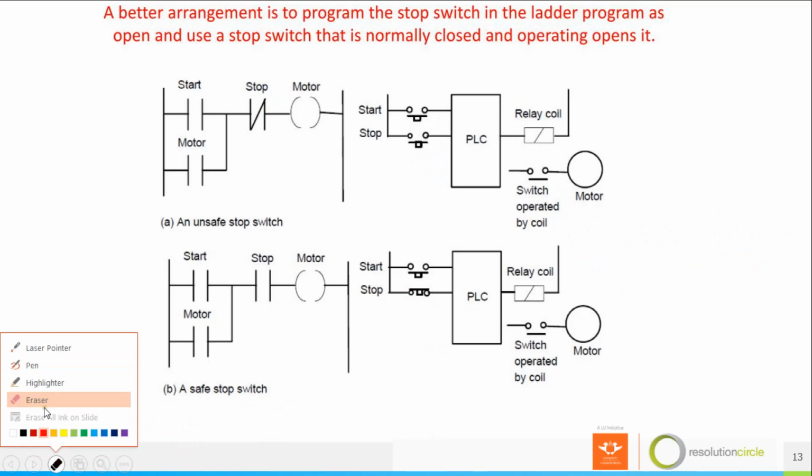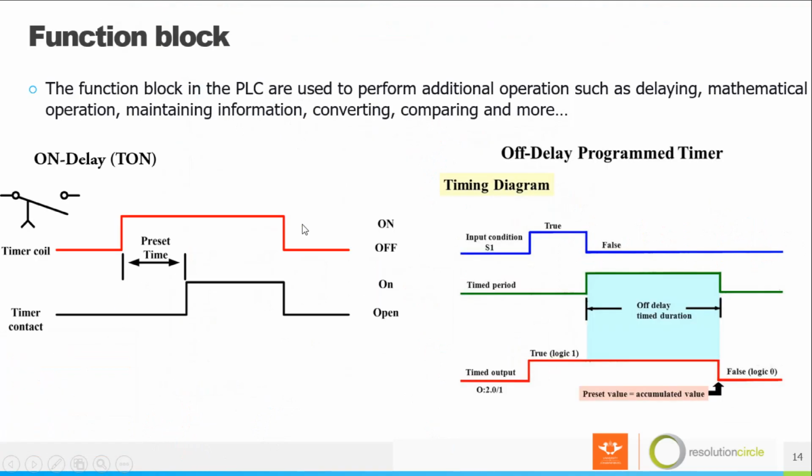Okay, let's move to function block. Function blocks in a PLC are used to perform additional operations such as delay, mathematical operation, maintaining information, converting and comparing, and many other things that you can think of. So here I have a time on delay and a time off delay.